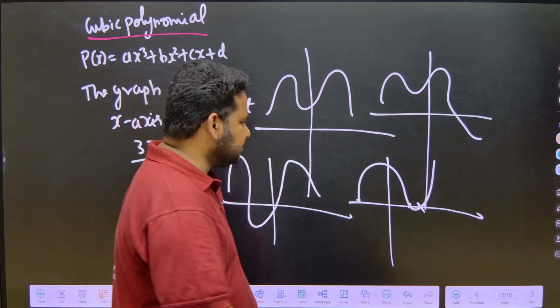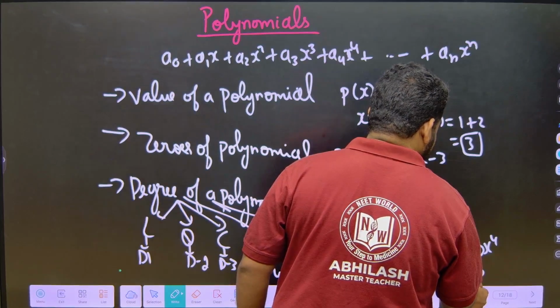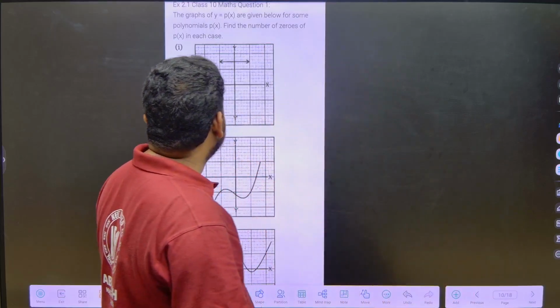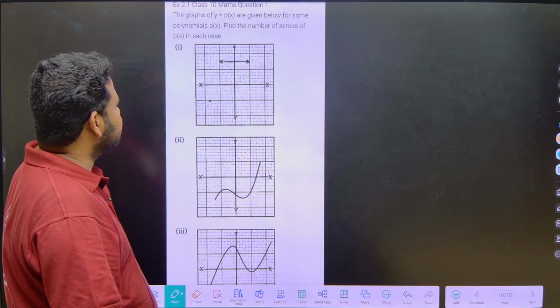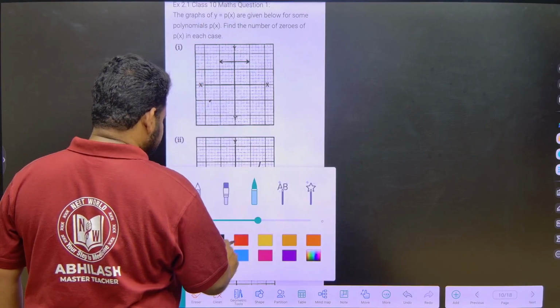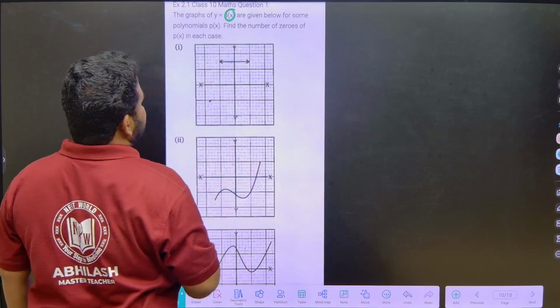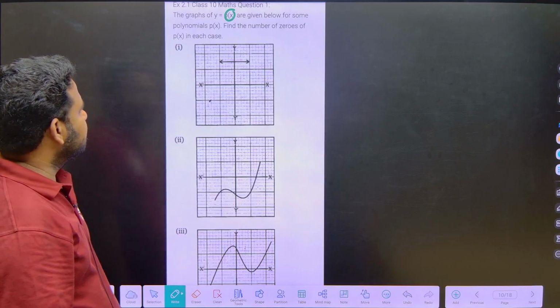Now based on this, there is an exercise, that is exercise 2.1. Exercise 2.1. So let us solve some questions based on this. Now they are asking, class 10 maths: the graph of y is equal to p of x are given below. This is p of x, that is polynomial in x. Given below for some of the polynomials p of x, find the number of zeros in each of the cases.